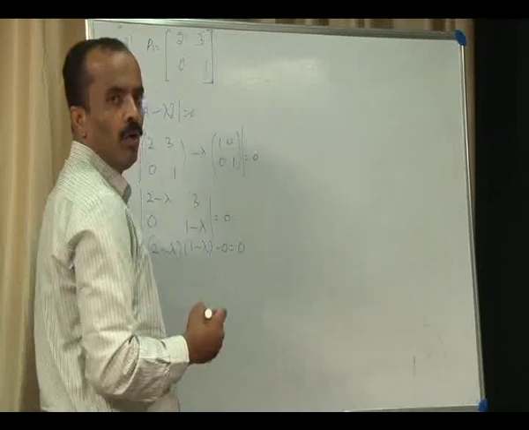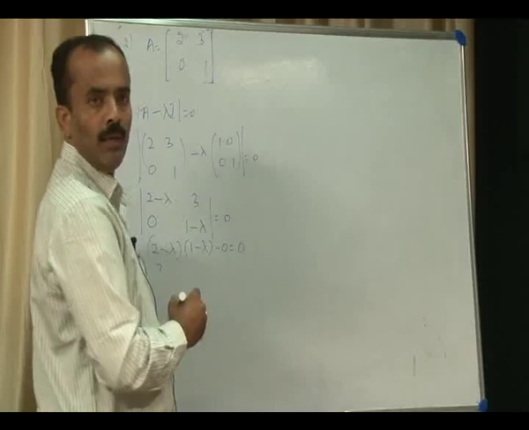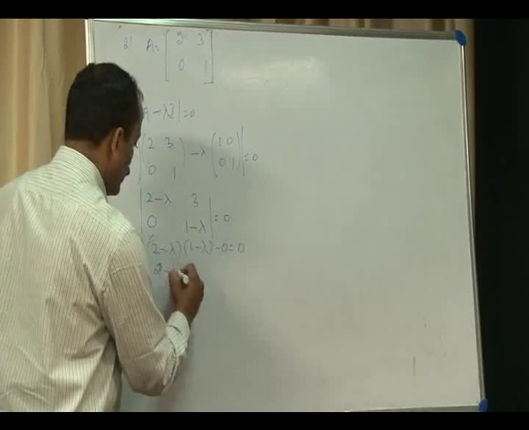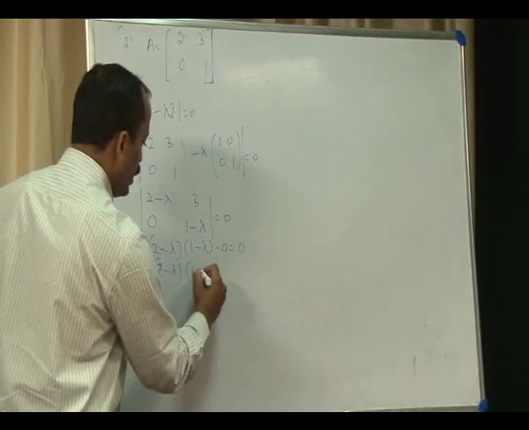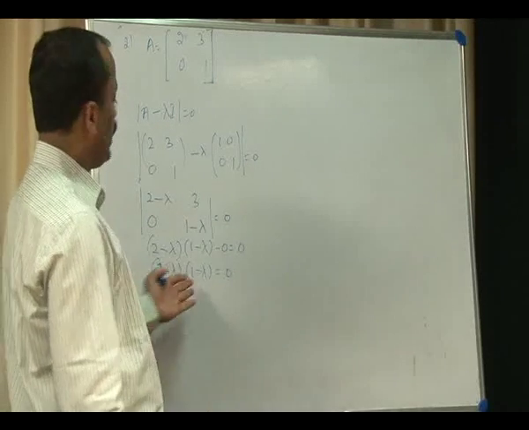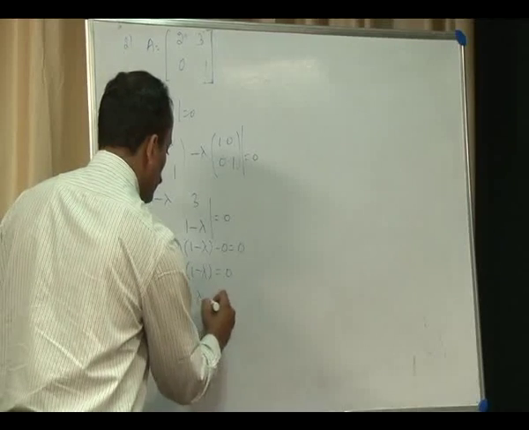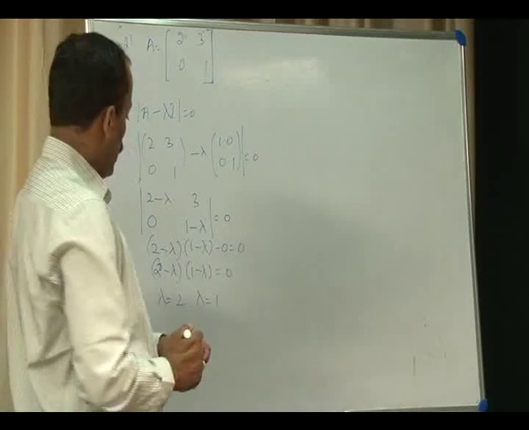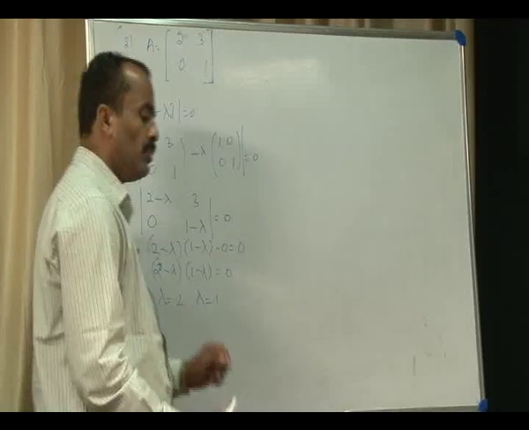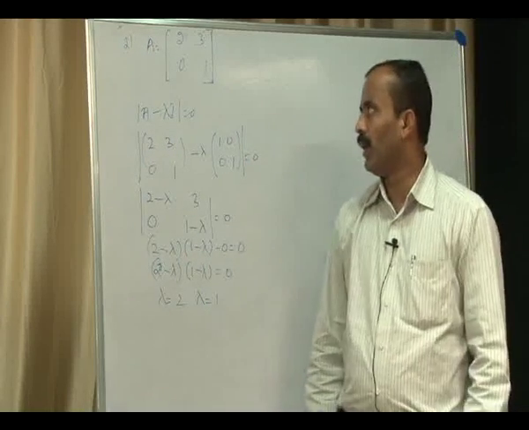Now, in this case, 2 minus lambda into 1 minus lambda is equal to 0. Here there is no need of multiplying these two, we can directly write lambda is equal to 2 and lambda is equal to 1. So, now lambda is equal to 1 and lambda is equal to 2 are called eigenvalues of the given square matrix.